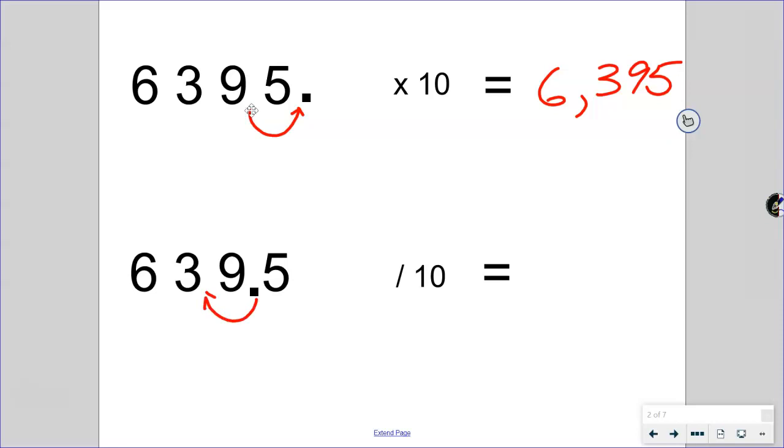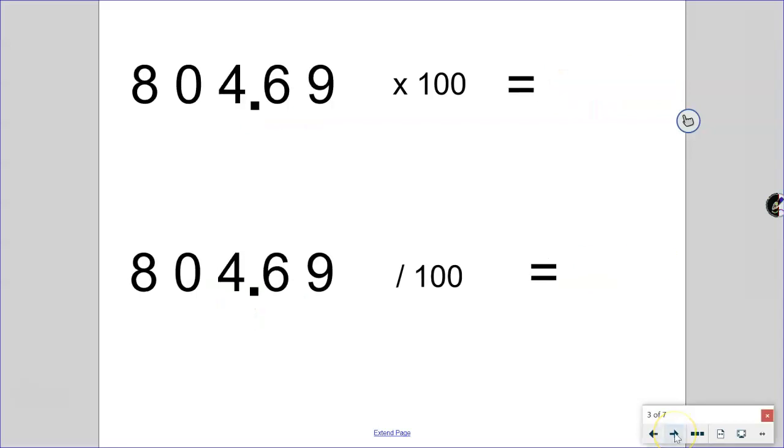So we're going to move it one spot in this direction. And again, if we're dividing by 10, our number should be getting smaller because sometimes we forget which direction to go with that decimal point. So when I move that decimal one spot to the left, we see that our answer should be 63 and 95 hundredths.